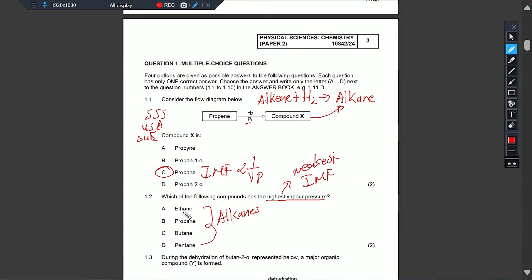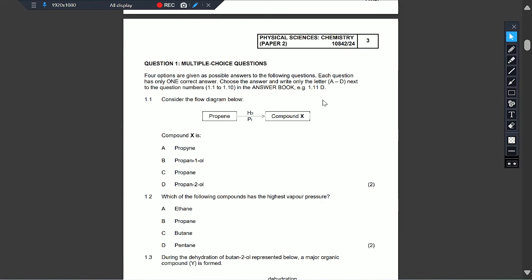We know that these are London forces here, but the strength of the London forces depends on the chain length, right? So the one with the shorter chain length will be the one with the weakest intermolecular forces and therefore the highest vapor pressure. So between all these compounds here, which one has the shortest chain length? We can all agree that it is ethane, because it only has 2 carbon atoms. So this is the one with the weakest intermolecular forces and therefore the highest vapor pressure. All right.